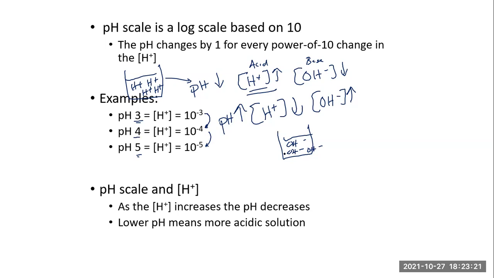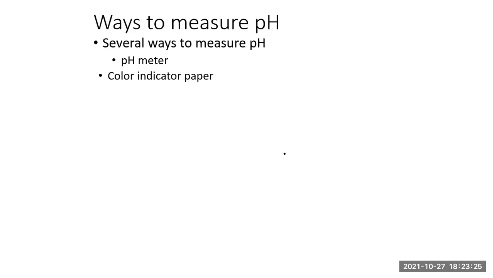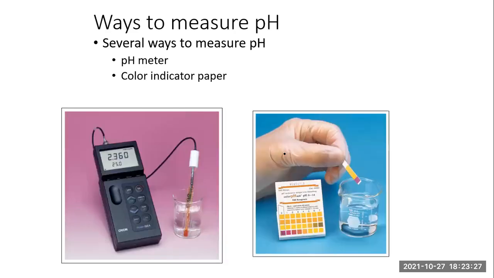Now, there's a couple of different ways that we can measure the pH of solutions. And here's a couple of common ways. We can use a pH meter. A pH meter basically measures the actual H plus concentration that's in the solution. The nice thing about a pH meter is you just put it right there and it gives you a number. And this is the electrode, which usually has a little glass bulb on the bottom.